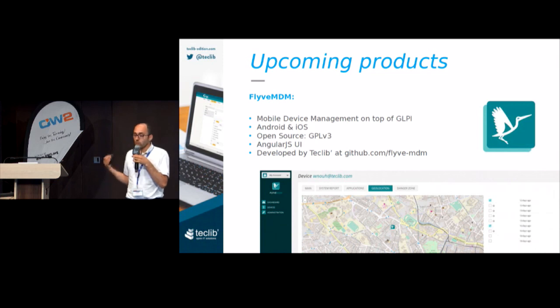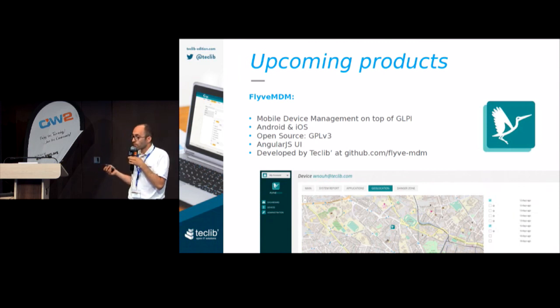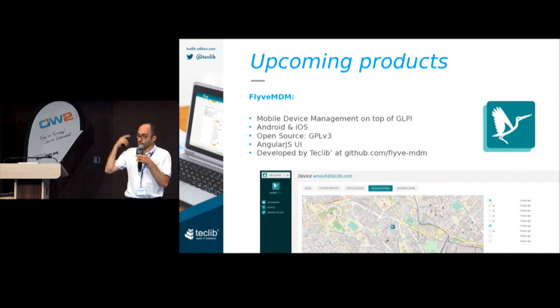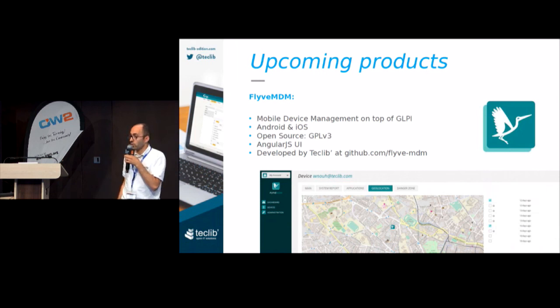But at the same time, we're working on other projects that integrate with GLPI. The first is called FlyNDM. It's a mobile device management solution, so it's built on top of GLPI. It uses MQTT for data exchange between the mobile devices and GLPI. It's also open source on GitHub, and it's for Android and iOS. So we use GLPI, we use the core of the application, but we have written a new interface that is, for us, a basis for the new interface we want for GLPI.